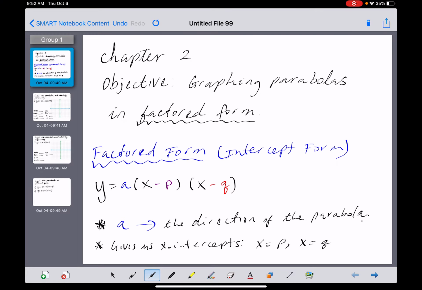Okay guys, in this lesson right here, I'm going to show you how to graph parabolas in factor form. We learned how to graph in vertex form, standard form, and now factor form. This is the third different form.